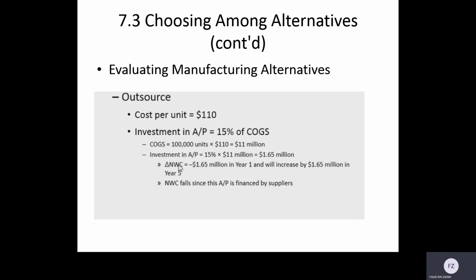If we look at the changes in net working capital, we see it is minus 1.65 million here, because we are looking at the change of year one minus year zero. And we are going to recover 1.65 million in year 5. In other words, net working capital falls since this AP is financed by the suppliers. We are going to look at this in detail using an Excel spreadsheet on the next slide.